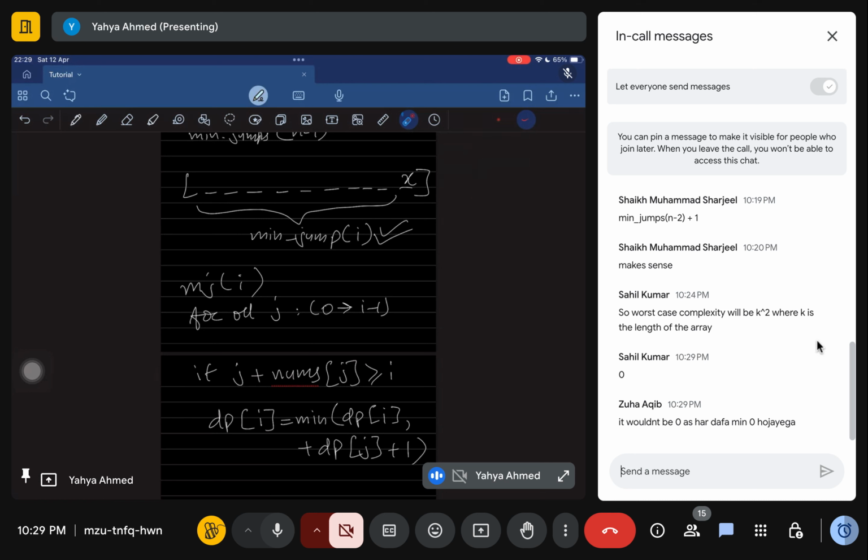Bilkul sahi, Zoha. That's a good observation. So exactly, Sahil, it's not going to be zero. Zoha is right. She said it wouldn't be zero because har dafa min banna zero ho jayega, right? Negative values to hai nahi. So Zoha, think zero is the last answer that you would need, right? You want to be thinking in the opposite direction. What is the opposite direction of zero?